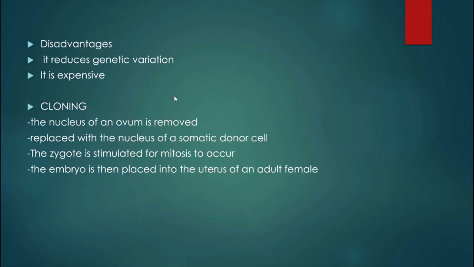So another one, they will say describe the process of cloning. The nucleus of an ovum is removed and replaced with the nucleus of a somatic donor cell. The zygote is stimulated for mitosis to occur. The embryo is then placed into the uterus of an adult female. So this is what you have to write when they say describe the process of cloning. Write it in point form as I did so that you can get your full mark.